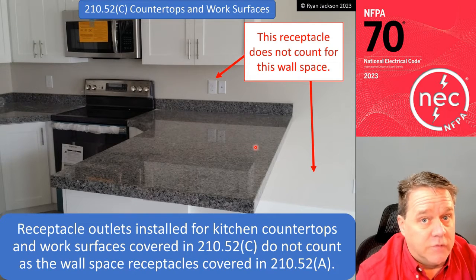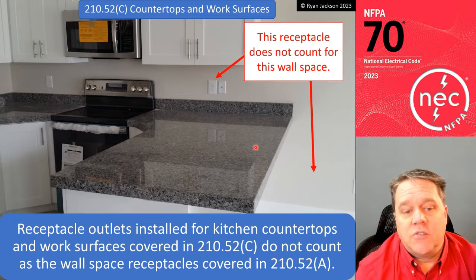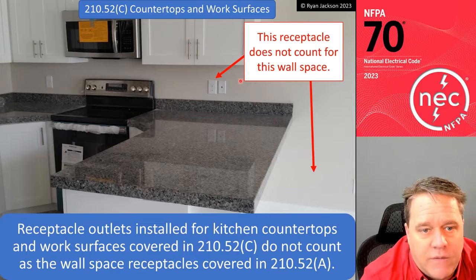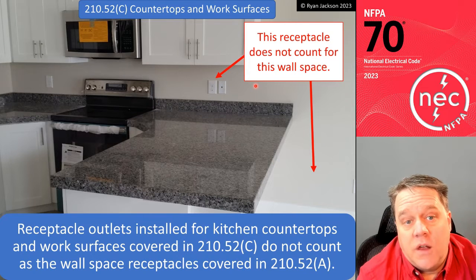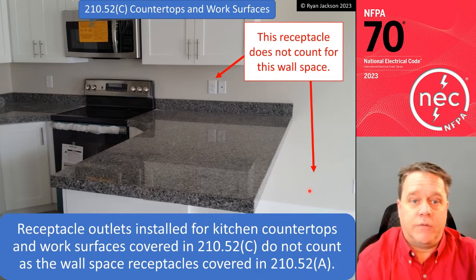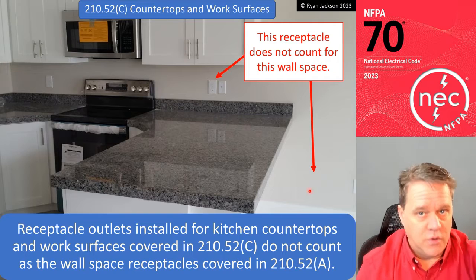Receptacle outlets installed for the kitchen countertop or work surface covered in C do not count as the wall space receptacles covered in A. So the fact that you have a receptacle up here does not negate the requirement for a receptacle down here. They don't count for each other, right? You have the countertop, you have the wall space, and they're two different animals.